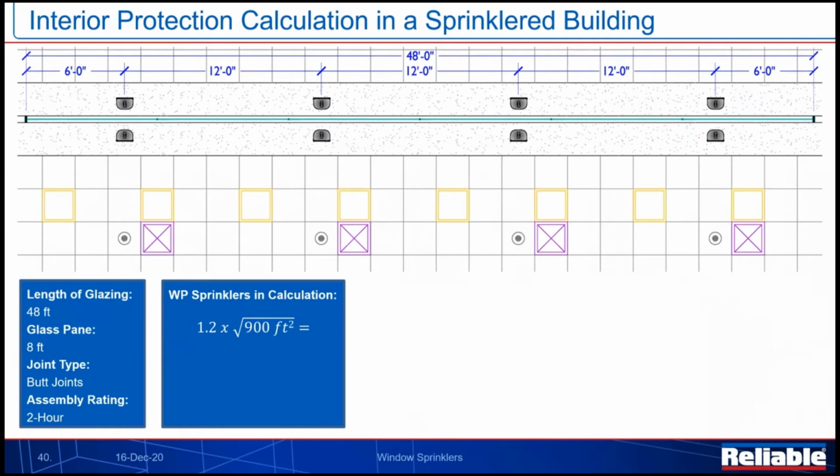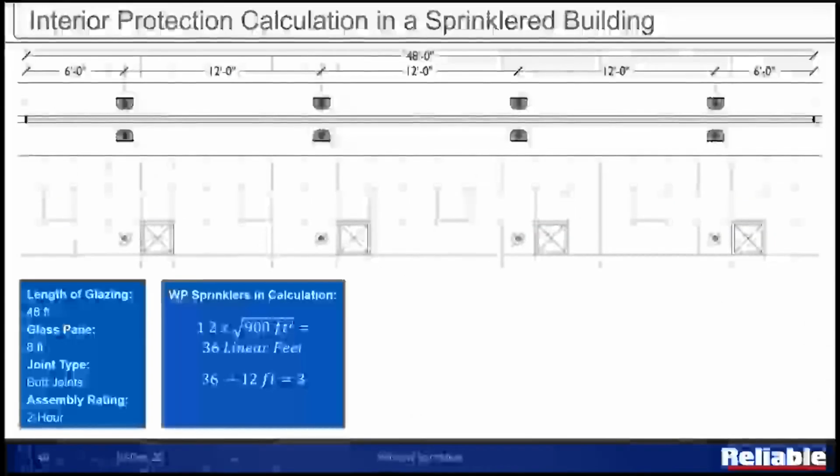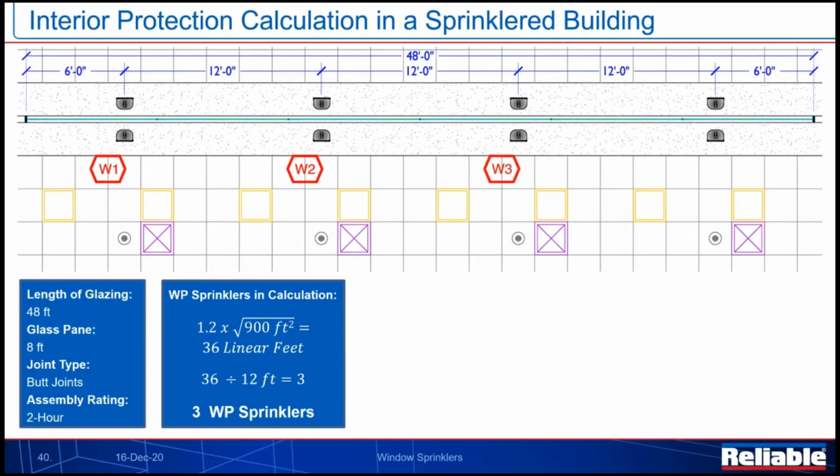We're also going to run this by reducing the remote area using the quick response reduction. We can go down to 900 square feet now. So 1.2 times the square root of 900 feet is 36 linear feet. And we divide that by 12, the spacing of the sprinklers, and we're down to 3 sprinklers. So we're adding 3 window sprinklers to our hydraulic calculation.